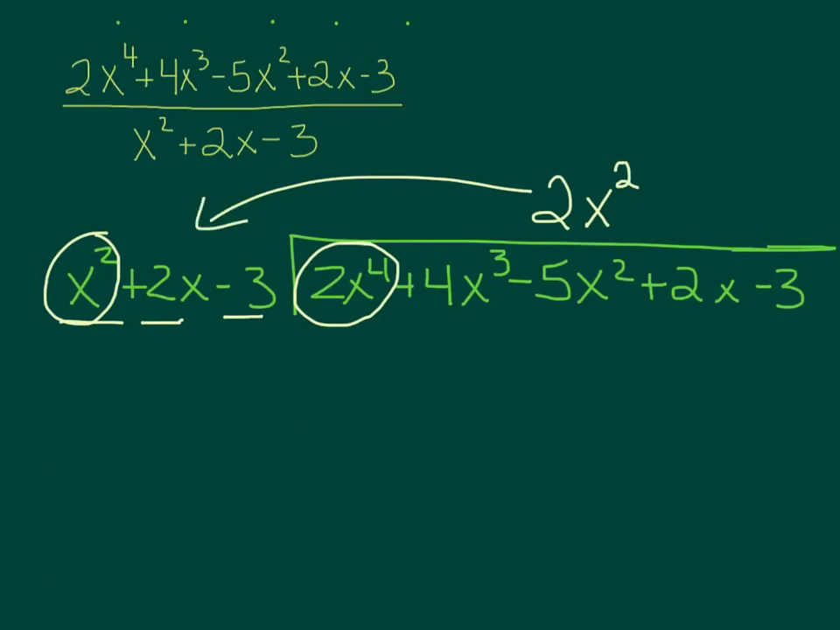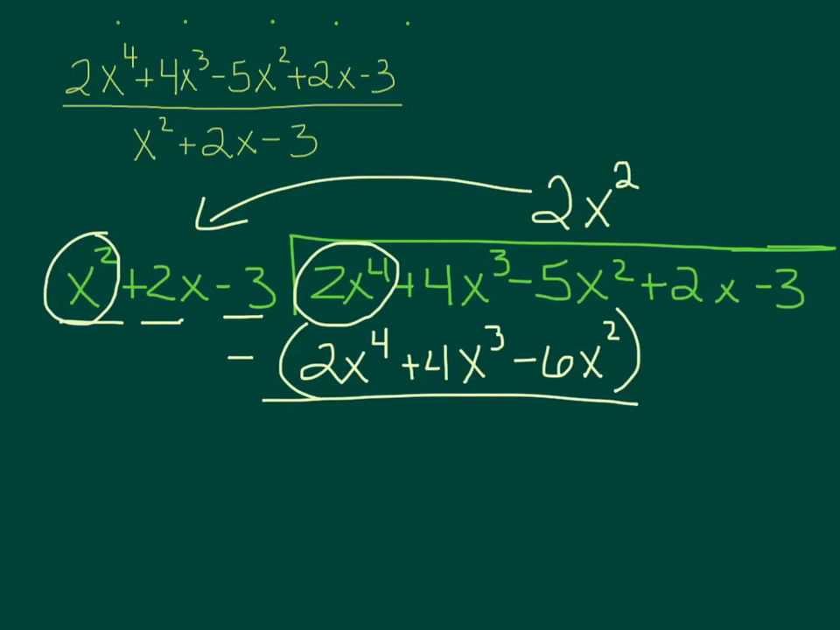So 2x squared times x squared is 2x to the 4th. 2x squared times 2x would be plus 4x to the 3rd. And 2x squared times negative 3 would be minus 6x squared. Then group, yeah, I know, the dryer again, and subtract. 2x to the 4th minus 2x to the 4th is nothing. 4x cubed minus 4x cubed is nothing. Negative 5x squared minus negative 6x squared becomes plus, so negative 5 plus 6 would be 1, plus 1x squared. Then we'll bring down our plus 2x minus 3.